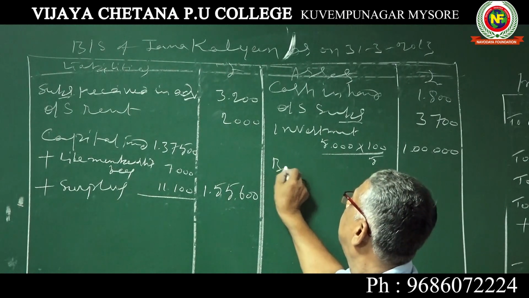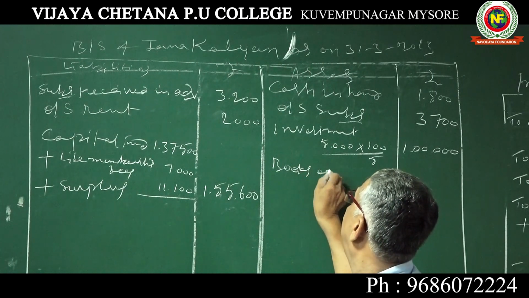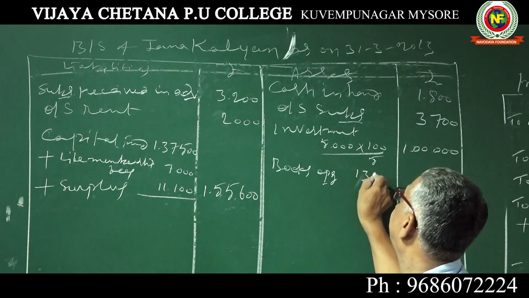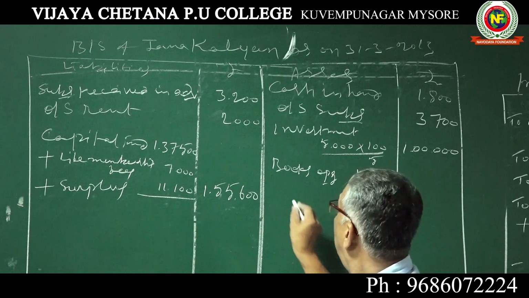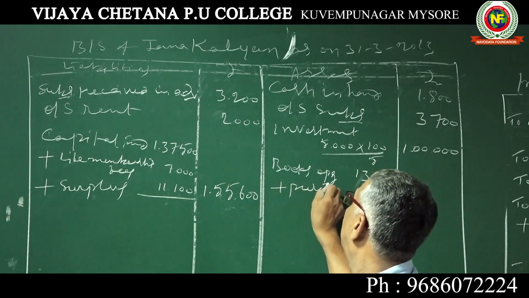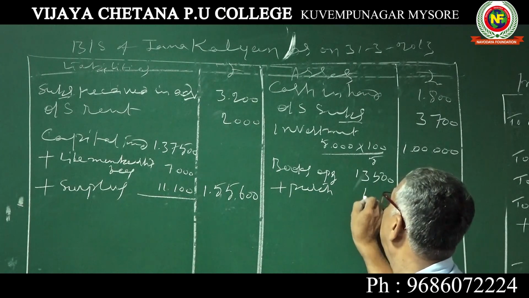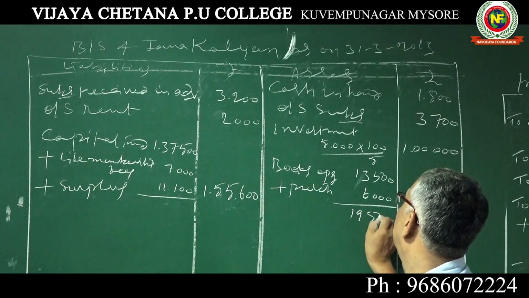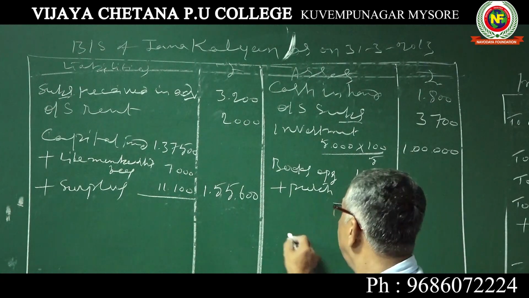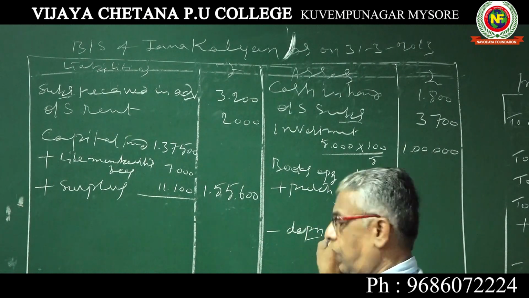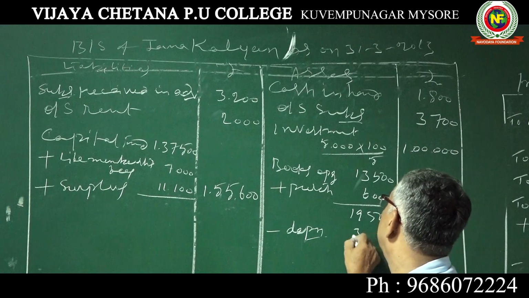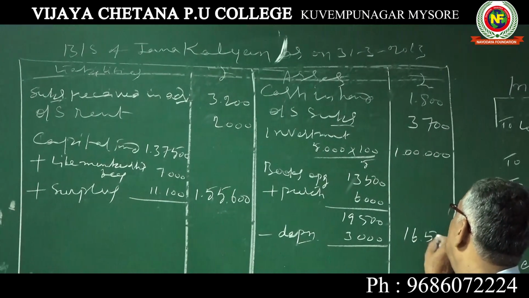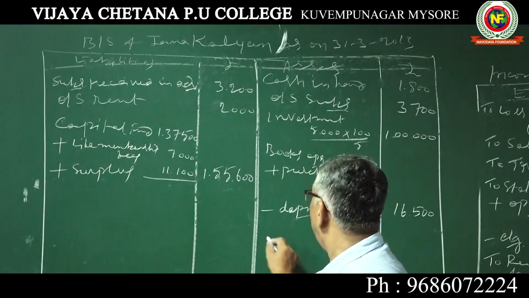Books: opening value of books is 13,500. To this add purchase 6,000, so 19,500. From this less depreciation, what we have already calculated, depreciation is 3,000. So that is 16,500. Likewise furniture.